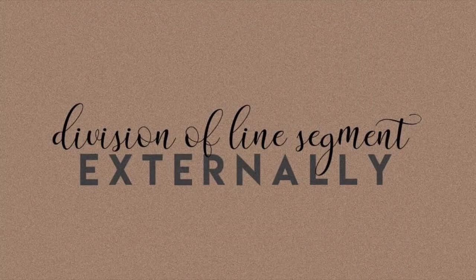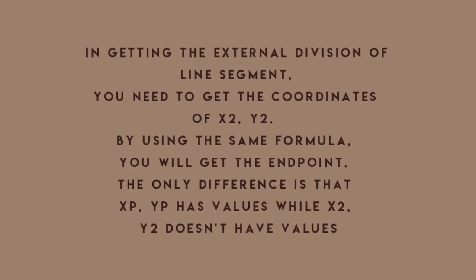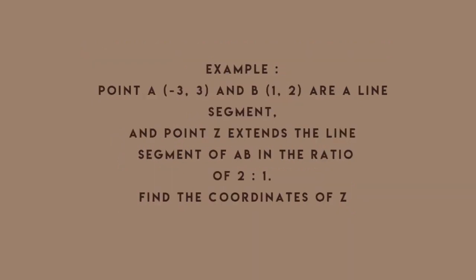Next is division of a line segment externally. In getting the external division of a segment, you need to get the coordinates of x sub 2 and y sub 2. By using the same formula, you will get the endpoint. The only difference is that you have x sub b, while x sub 2 and y sub 2 you don't have.